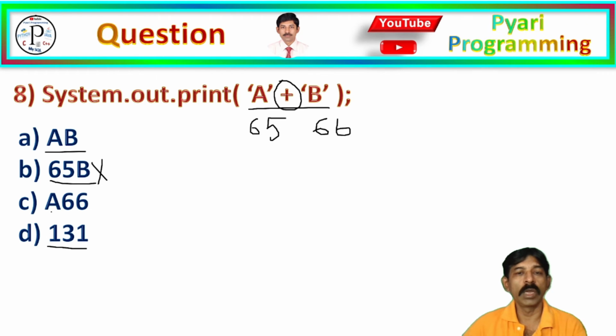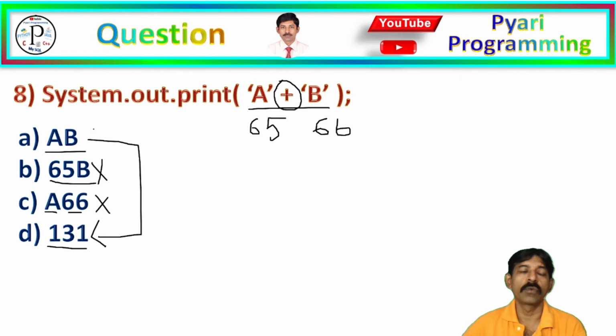Now here also, if A is coming as an alphabet, so 66 cannot come. This should be your B, so this is not possible. Now the possible answer is your AB or 131. Now which one is your correct answer? We have to think about it.